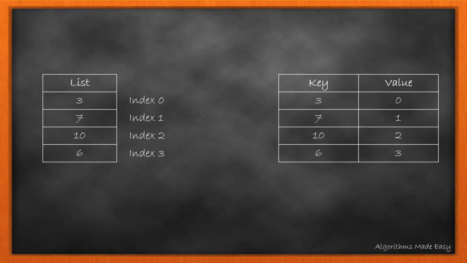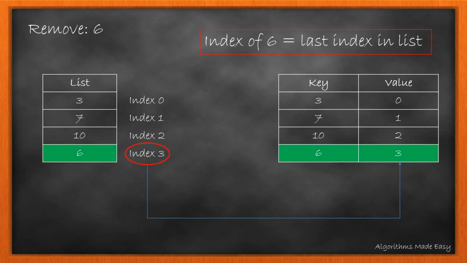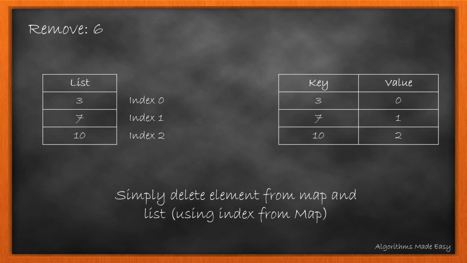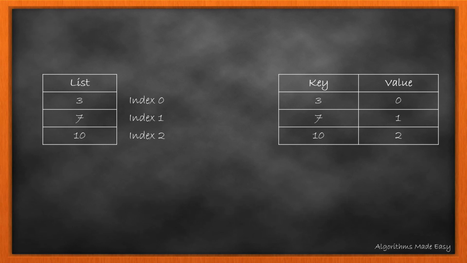Let's add one more value to the list so it has 4 elements. Suppose we need to delete 6, which has value 3 in the map. The value is equal to the last index of the list. In this case, we will simply delete the element from the map and list.